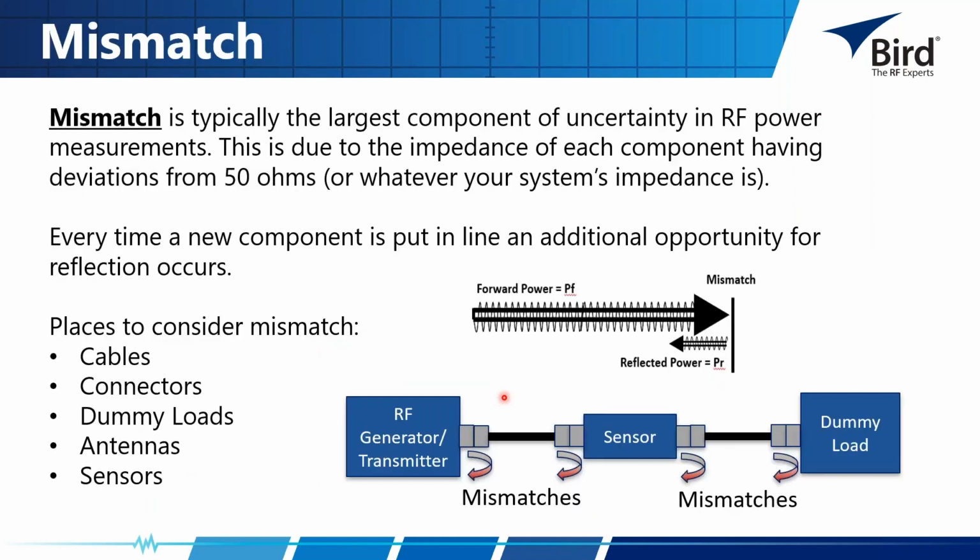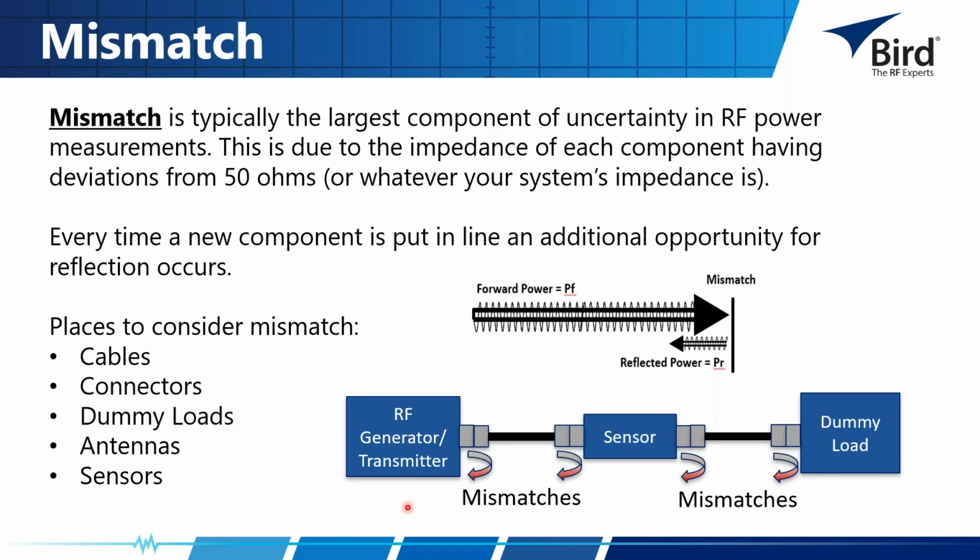Mismatch is really the idea of getting reflected power off of whatever inline system component you might have, due to the impedances being different between the two components. So each time we add a new component, we're adding an additional opportunity for a reflection to occur. When you start considering this, it's any through-line component in your system: cables, connectors, dummy loads, antennas, including the sensors.